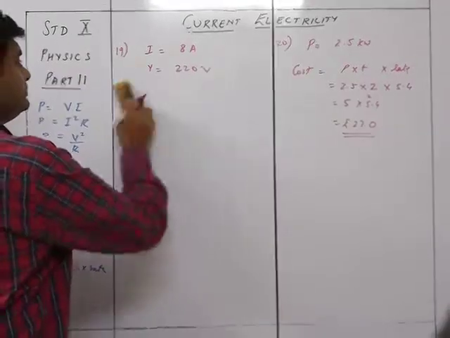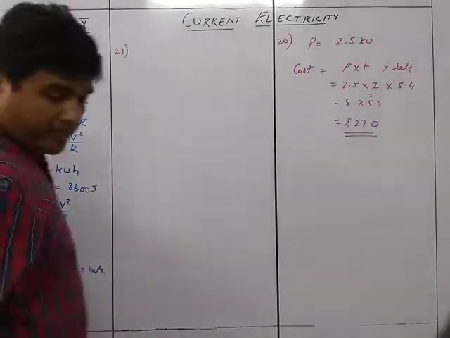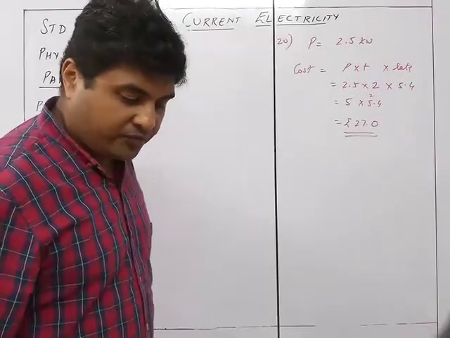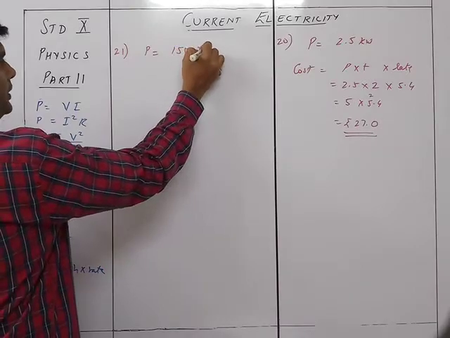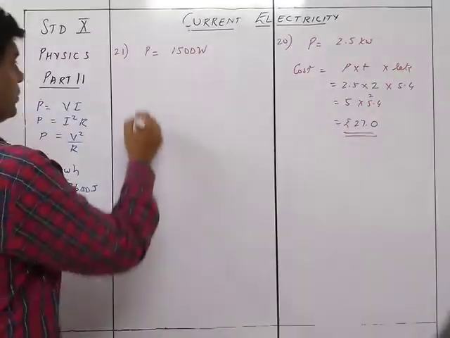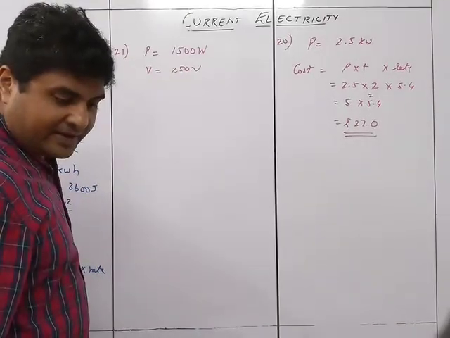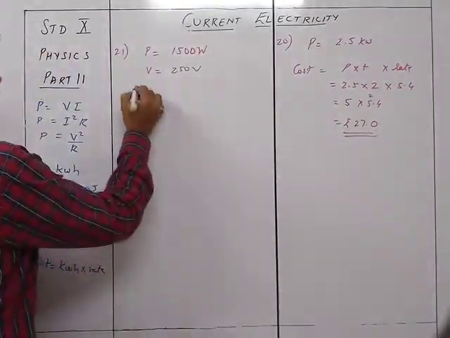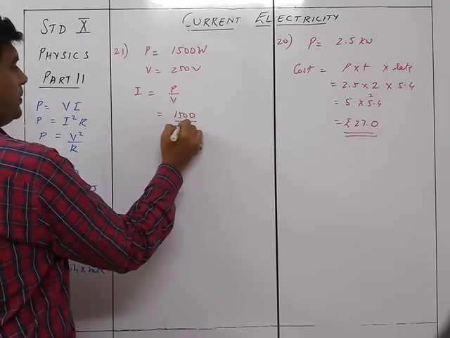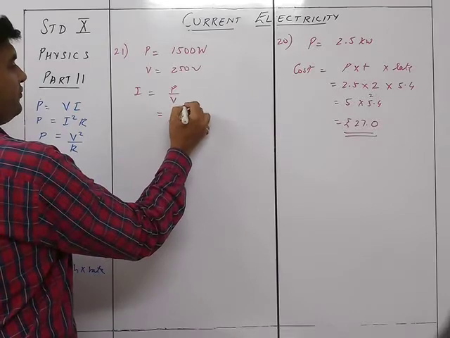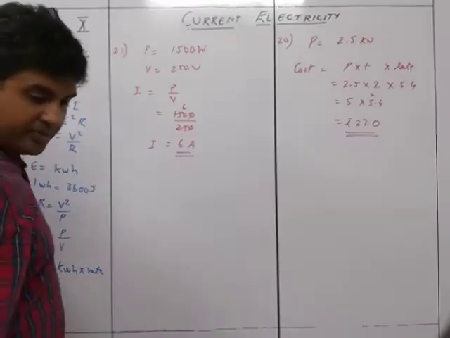See the last sum, sum number 21. A geyser is rated 1500 watts. So power is equal to 1500 watt. 250 volts, V is equal to 250 volts. This geyser is rated at 250 volts, find the current drawn. So I is equal to P upon V is equal to 1500 upon 250. That's 6 ampere. So current will be 6 ampere.